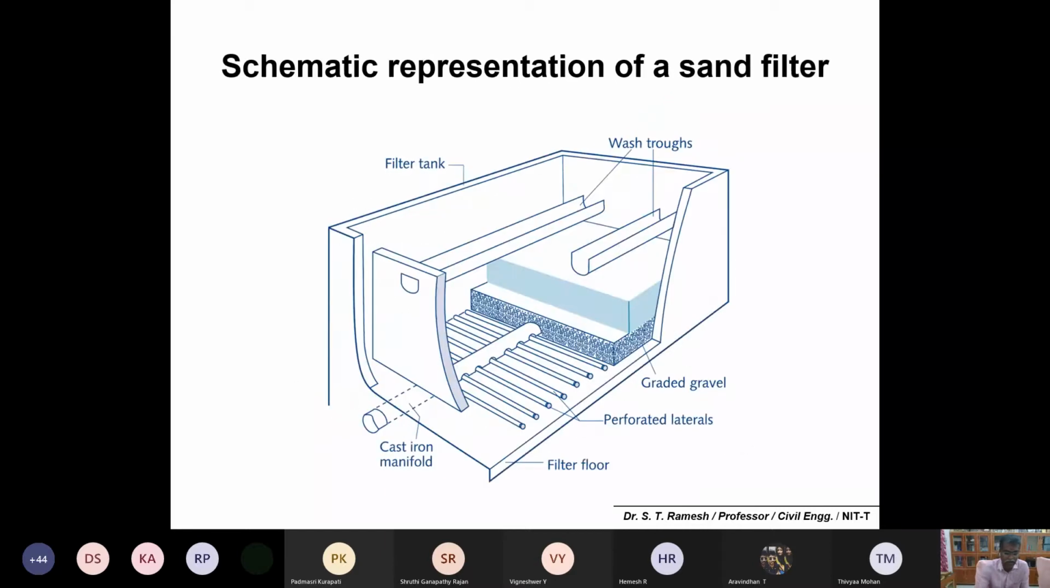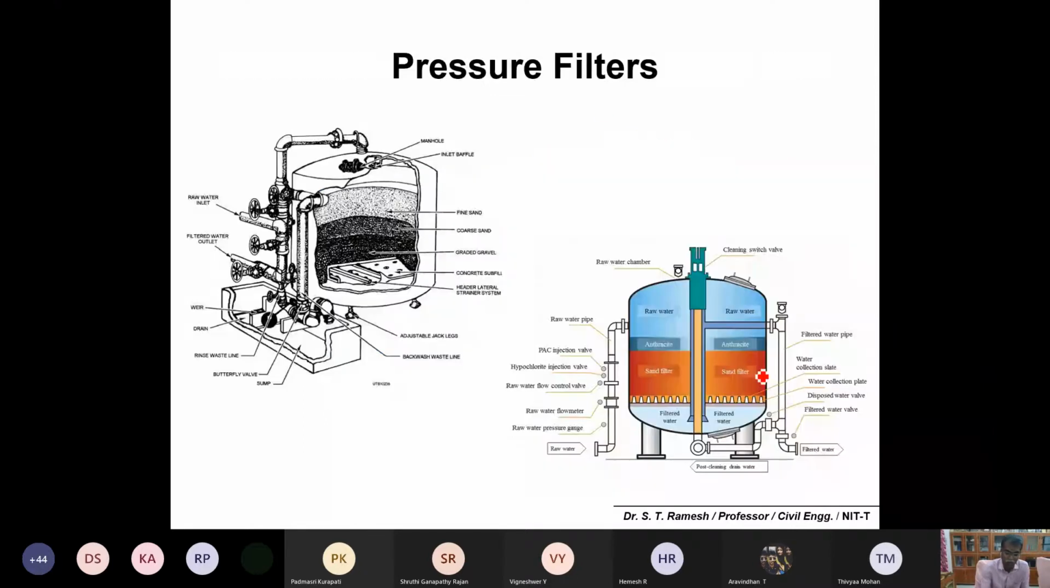That's what we discussed. So this is now a clear systematic diagram, with the graded gravel, the laterals, and the central manifold pipe. These are the wash water troughs, and this is your filter tank. So these are the physical components. Pressure filters will look different, because by mechanical means you have to either apply pressure or apply some sort of vacuum. Thereby the water will be forced through the filter, and treated water can be collected at the outlet.